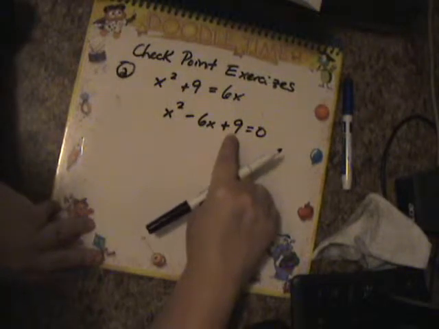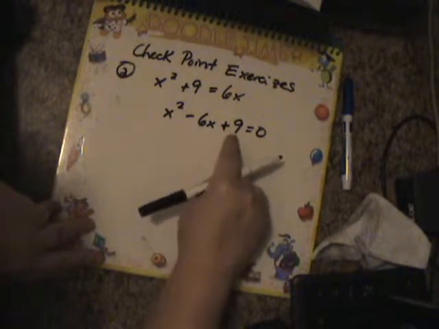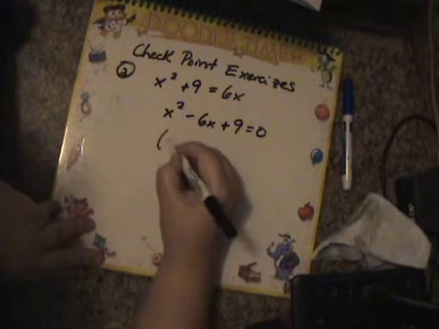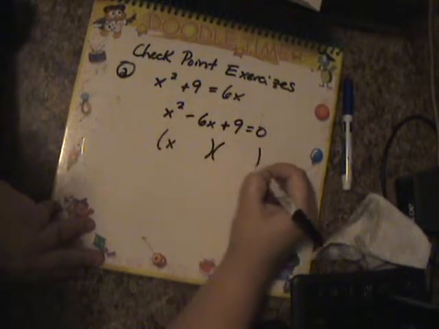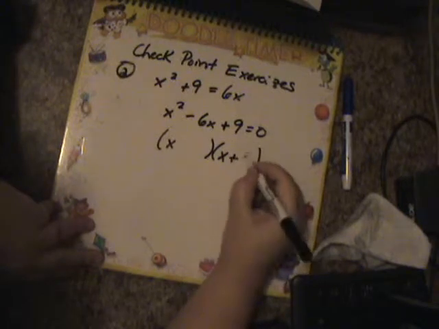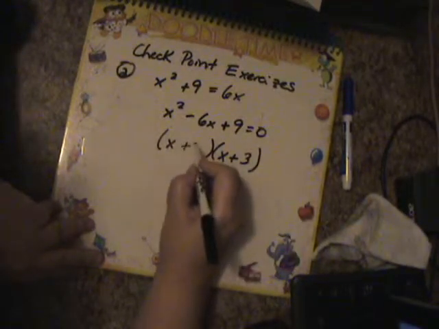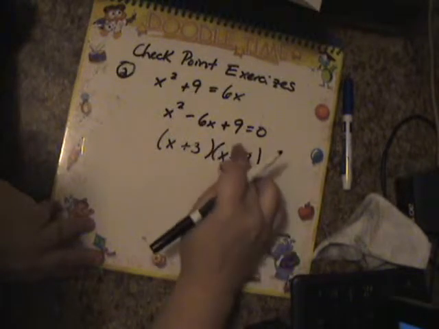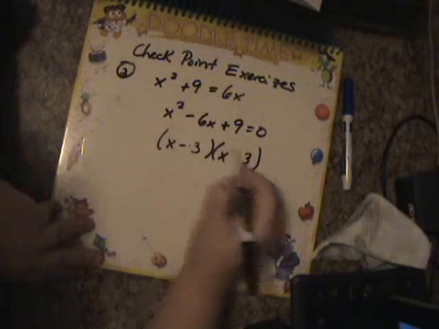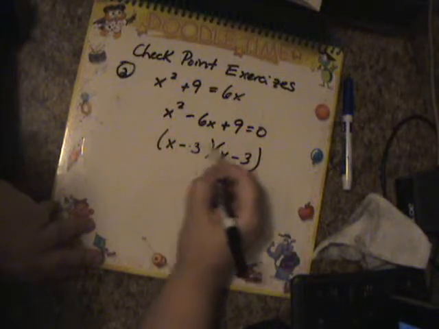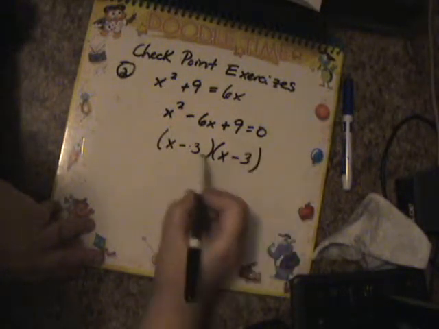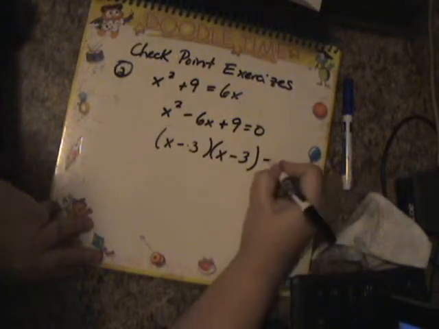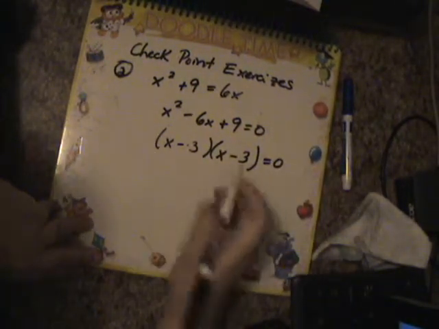There's nothing I can factor out, and we want to find multiples of 9 that add to 6. Well, 9 and 1 definitely can't add to 6, but what about 3 and 3? So x plus 3, x plus 3. Well, that would add to 9, but it has to be a negative 6, so let me change those to minus. Negative 3 times negative 3 equals 9, and negative 3 plus negative 3 equals negative 6. So that equals 0, and that works.